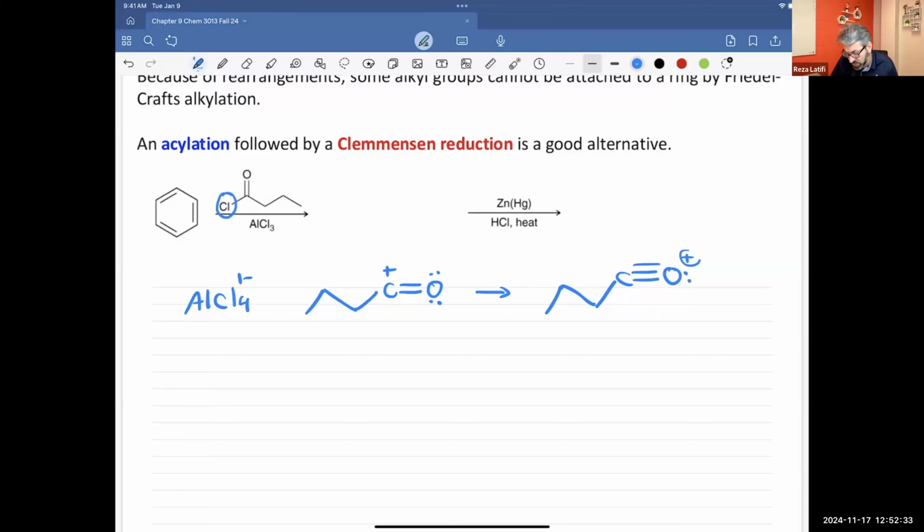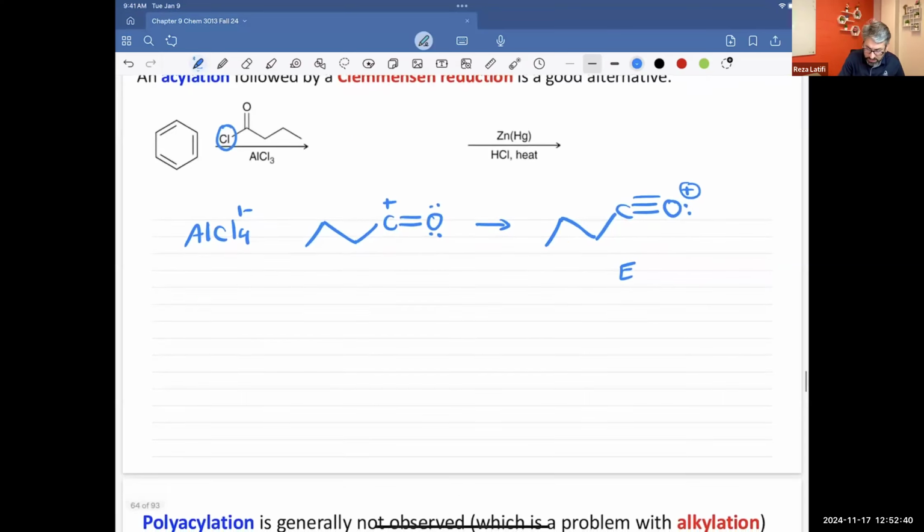No, this one has a positive charge. Okay, and this one will be the electrophile, and it can attack the ring. And when this one attacks the ring, we will get such a product. So the carbon with a positive charge will attack the ring. Now we will have oxygen there. We have 3 carbons here. So now I got a carbonyl group attached to the ring.